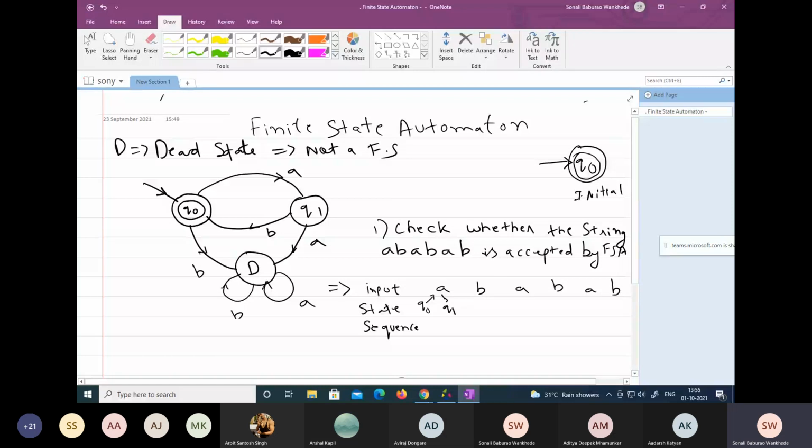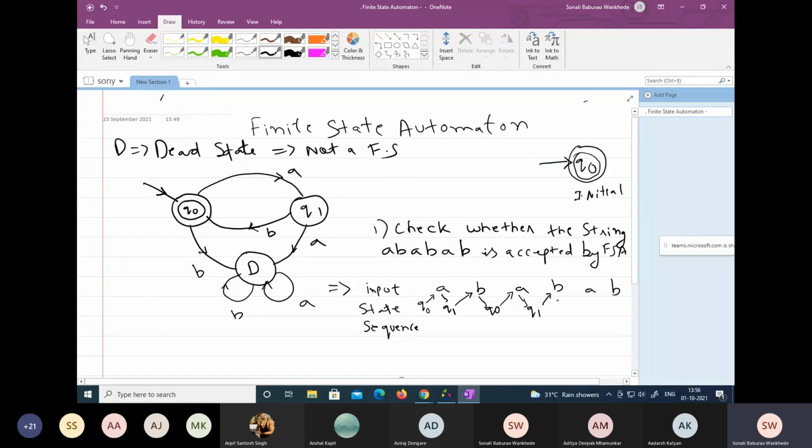Now when I check for the input B, Q1 goes to Q naught again. So now I'm changing my position. I reached Q naught. Then again I check in Q naught. Whenever I'm getting the input as A, again I have to go to Q1. So here I will write Q1.